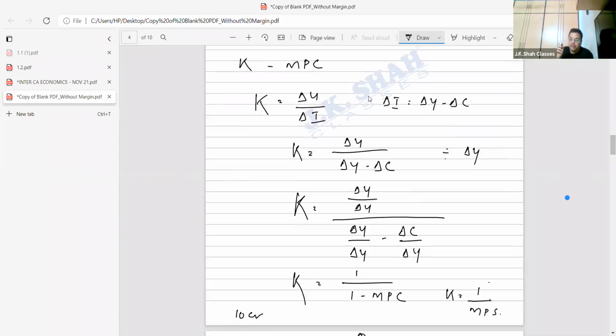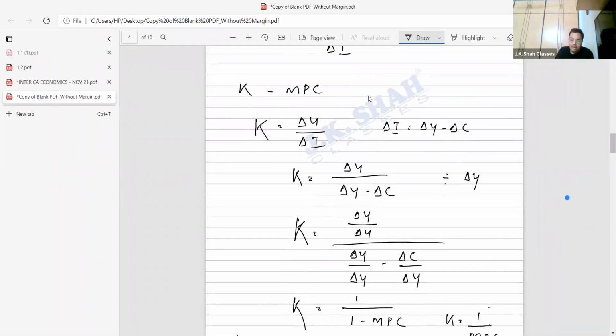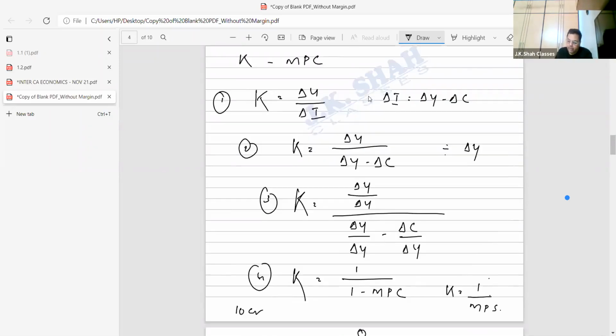Please do one thing. Write this. One minute. This is the first point you'll write: K is delta Y upon delta I. And then you write since delta I is delta Y minus delta C. Then this is the second step, third, fourth, this is fifth. Please copy that down.